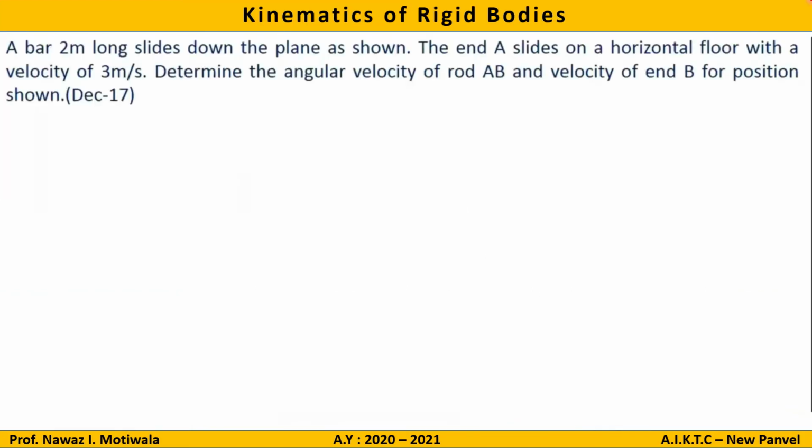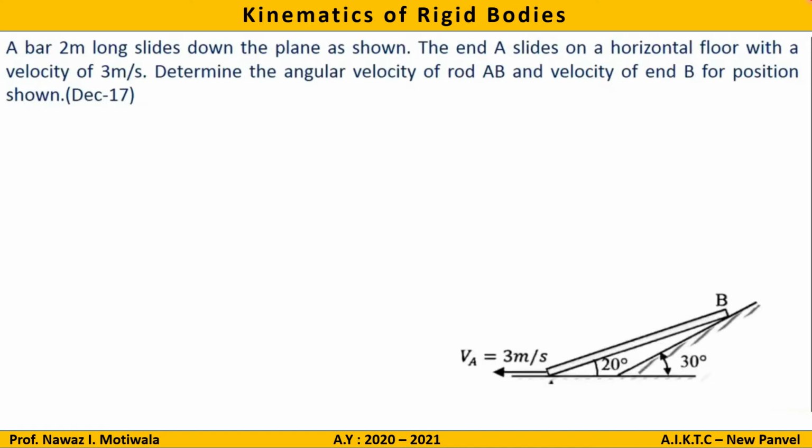A bar 2 meter long slides down the plane as shown. The end A slides on a horizontal floor with a velocity of 3 meters per second. Determine the angular velocity of rod AB and velocity of end B for the position shown. This was asked in December 2017 examinations.